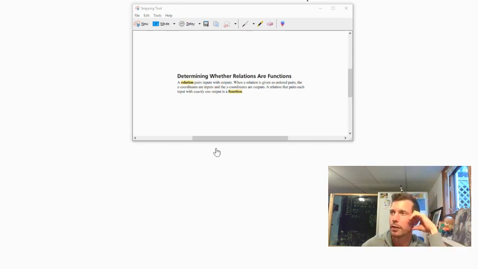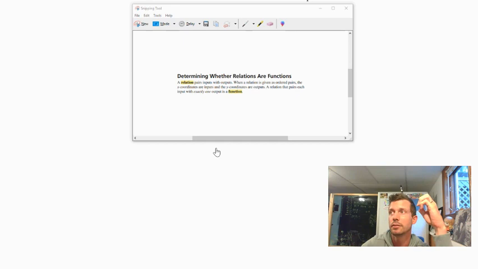So I'm just going to read this verbatim. It says a relation pairs inputs with outputs. So you guys have known in the past that your x values are your inputs and your y values are your outputs. When a relation is given as an ordered pair, just like we just talked about, the x coordinates are your inputs and the y coordinates are your outputs.